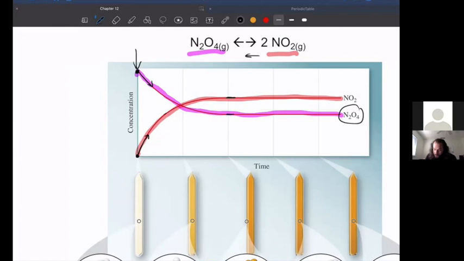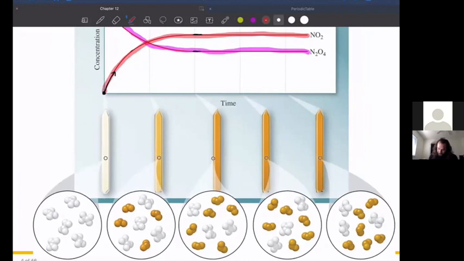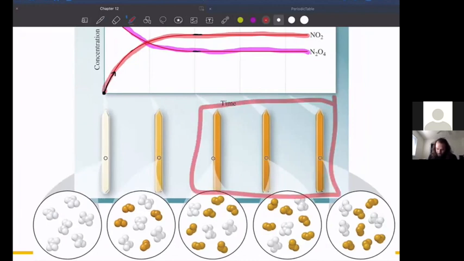Nonetheless, if you were to zoom in, you would see that although the concentrations aren't changing, that doesn't mean that there's no reaction happening. It just means the rate of the forward reaction is the same as the rate of the reverse reaction. So for these 3 steps here, we're already in equilibrium at this point.